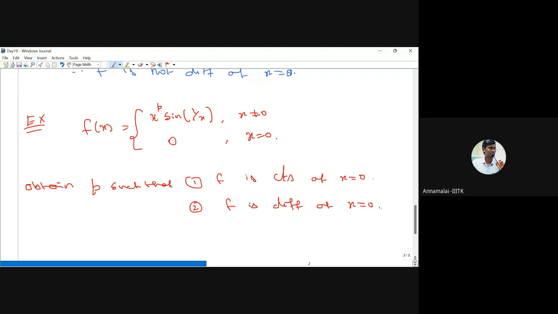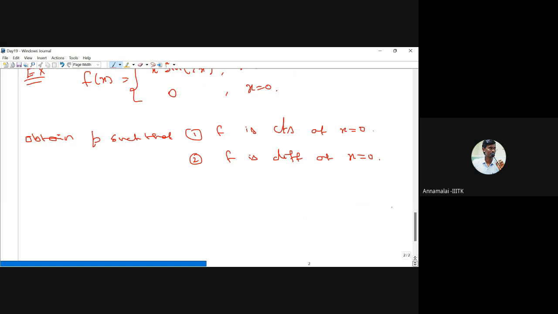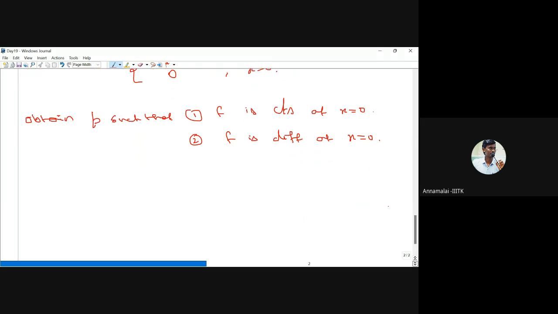Okay. So similarly, we can replace sine by cos. Again, for what values of p is f of x equal to x power p into cos of 1 by x, where x not equal to 0, and 0 at x equal to 0, continuous at x equal to 0 and differentiable at x equal to 0? So for what values of p. Similarly, we can work that out. Okay. So first I solve this one, this problem.